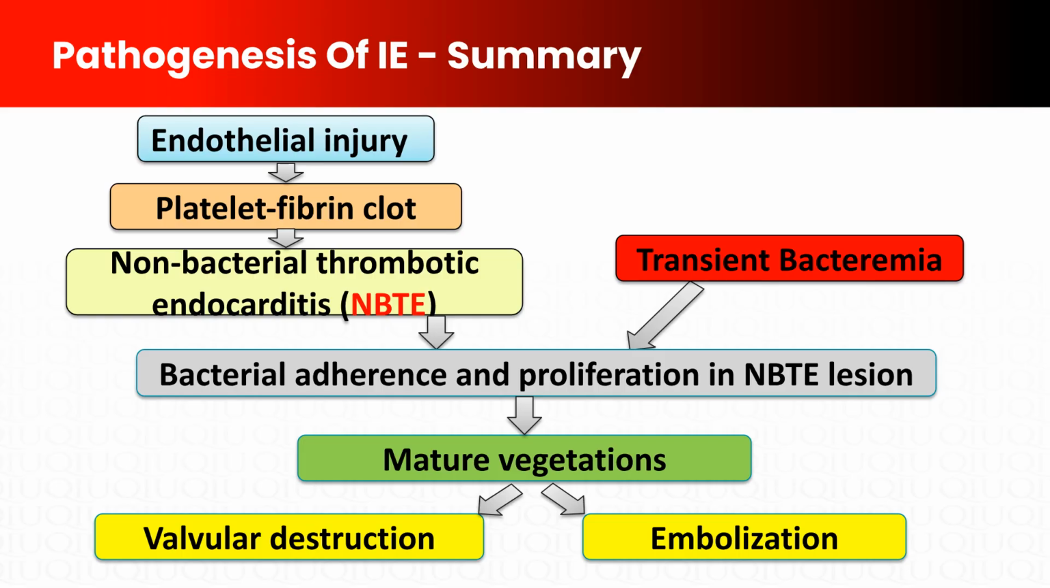This flowchart elegantly summarizes the entire pathogenesis we've discussed. Starting at the top, endothelial injury leads to platelet fibrin clot formation, creating non-bacterial thrombotic endocarditis, or NBTE. Then transient bacteremia introduces organisms that adhere to and proliferate within the NBTE lesion. This creates mature vegetations, which lead to two major complications shown at the bottom: valvular destruction resulting in valve dysfunction and heart failure, and embolization causing stroke, organ infarction, and metastatic infection.